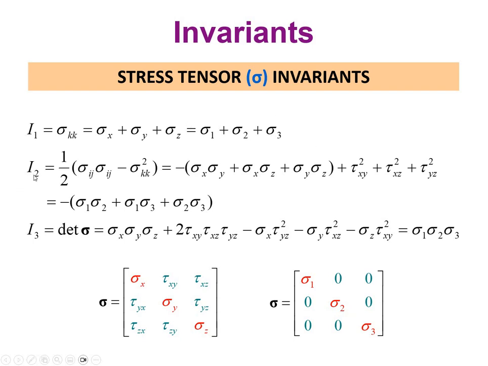The same thing happens with the second invariant, which is this expression in terms of x, y, and z, and in terms of the principal stresses. And the third invariant is the determinant of the stress tensor, basically, which has this expression for the coordinate system x, y, and z, and this expression when you have expressed the stress tensor in terms of the principal stresses. So it is the case that all the expressions in terms of the principal stresses are always simpler than the ones expressed in function of the general expression of the stress tensor.